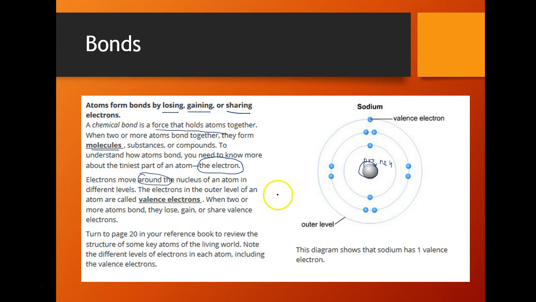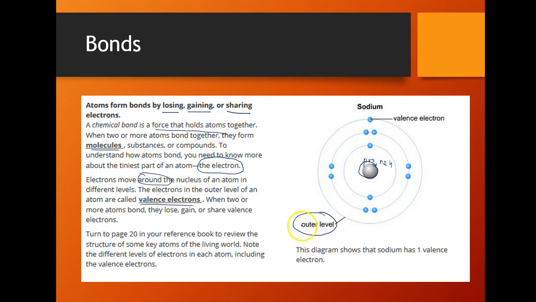And more specifically, the electrons that are in this outer level, so this outer ring of the atom, we're going to call them valence electrons. And the reason why it's important that we know what valence electrons are is because when bonding occurs, it's the valence electrons that are losing, gaining, or sharing electrons with other atoms.